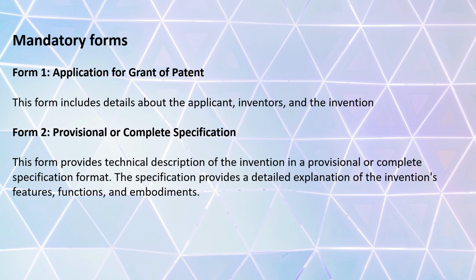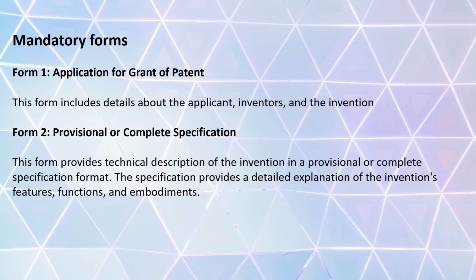Now let's see the other form, which is the Form 2, also known as Provisional or Complete Specification. Now this form basically covers the technical details of your invention. It can be either a provisional application or complete application, right? Based on which stage your invention is at, you can go for either a provisional application or a complete application. And accordingly, this form will cover details like the field of the invention, the background of the invention, the brief description, the summary, the detailed description, abstract, and claims.